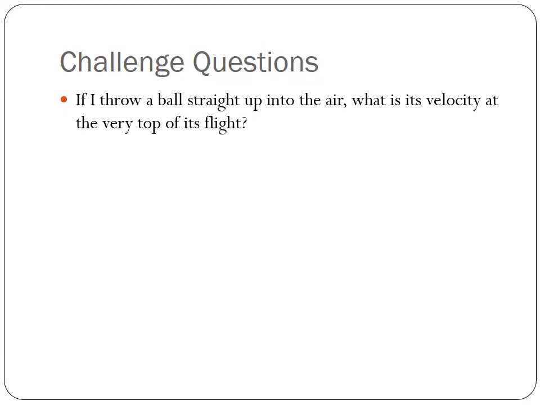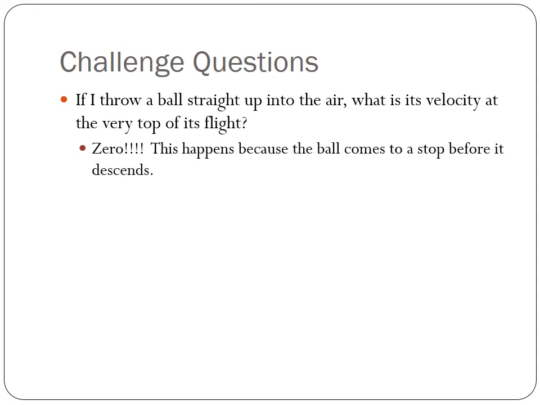So let's try some tricky questions. Like if I throw a ball straight up into the air, what do you think its velocity will be at the very top of its flight? So if you're visualizing this, imagine throwing a ball straight up in the air, and when it gets to its highest position, how fast is it moving? If you answered 0, you would be correct, because that ball has to come to a stop before it comes back down. And that very split second at the top, it completely has no velocity. Then it continues to accelerate downward due to Earth's gravitational field, picking up speed as it falls.